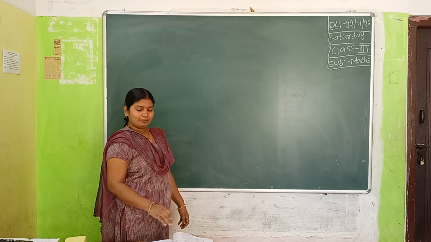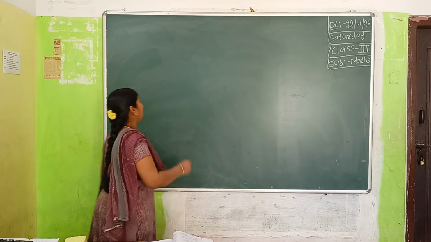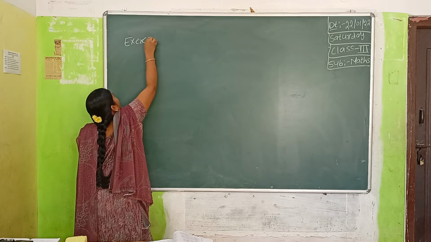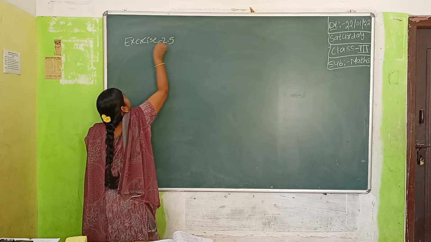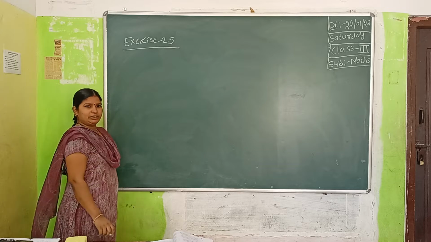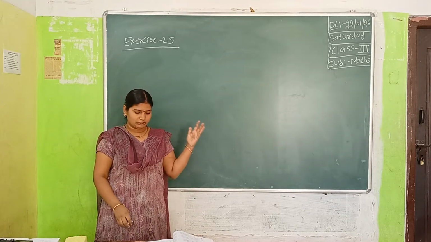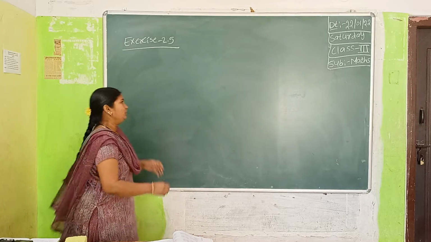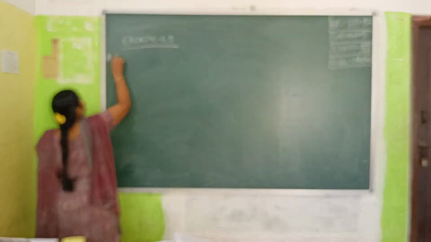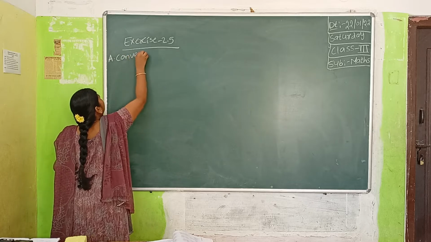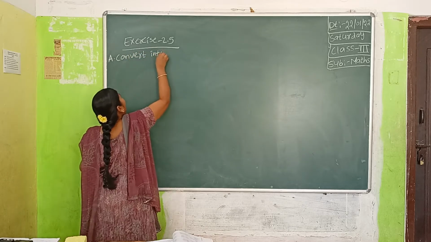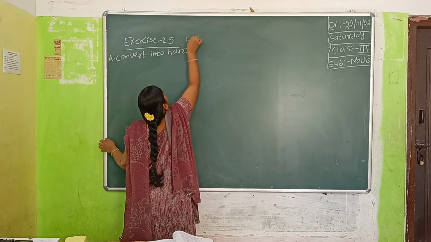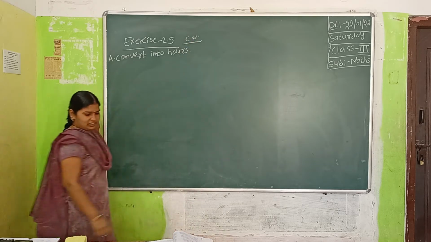First of all, I am going to start exercise 2.5. Everyone open your classwork notebook. Exercise 2.5. Yesterday we completed 2.4. Now we are going to start 2.5, the first bit: convert into hours. Write down the heading, everyone, and write continuously.